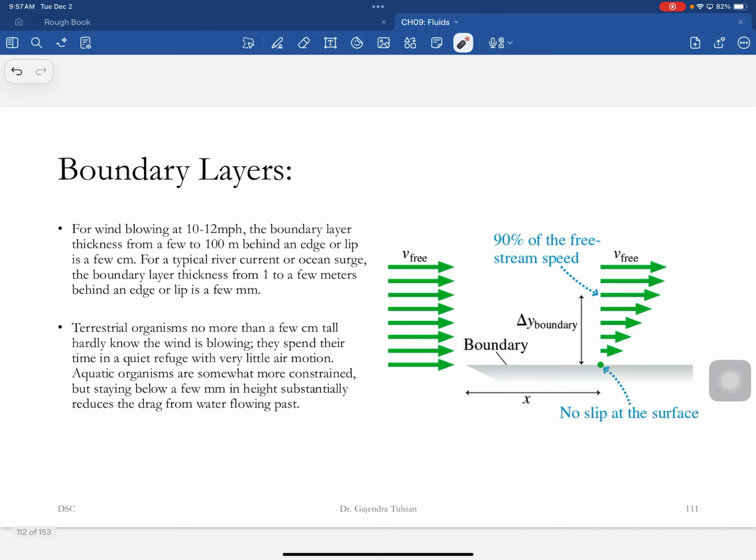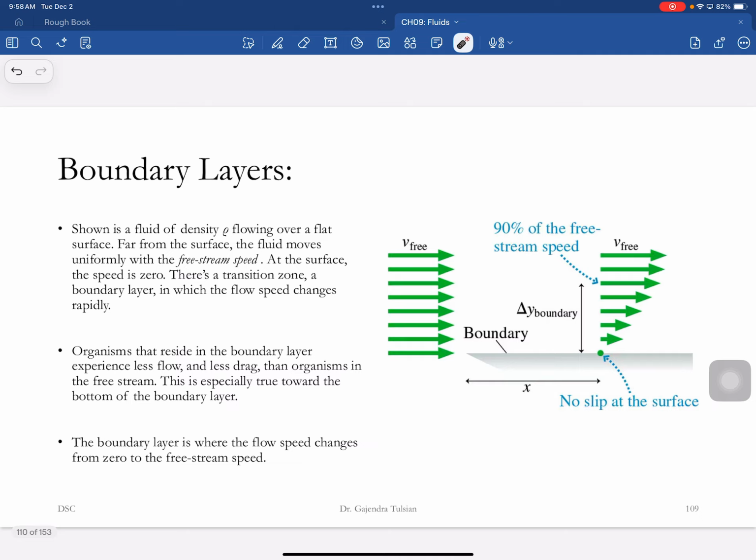Terrestrial organisms no more than a few centimeters tall, so organisms living on land that few centimeters tall, hardly know the wind is blowing. They spend their time in a quiet refuge with very little air motion. So as far as those guys are concerned, they never know that wind blows. So they don't have to deal with that. Aquatic organisms are somewhat more constrained, but staying below a few millimeters in height substantially reduces the drag from flowing past them. So they don't have to deal with that.